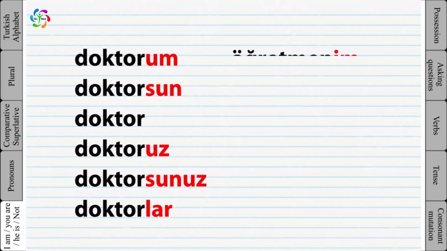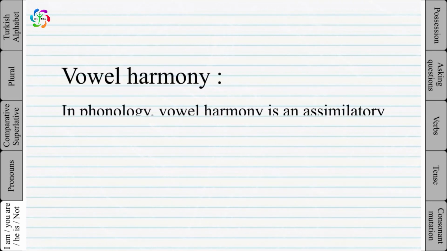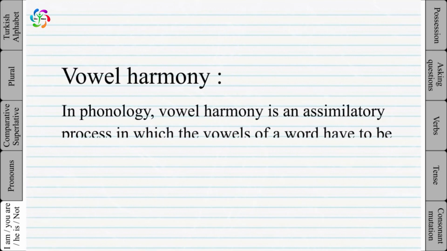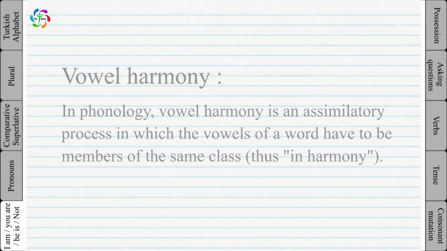Let's look at another example. Notice how the vowel changed. The reason we use a different vowel is because there is something in Turkish called vowel harmony. The vowel harmony in phonology is an assimilatory process in which the vowels of a word have to be members of the same class, thus in harmony. The rules are like this.